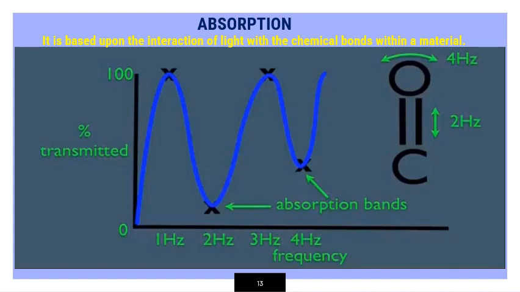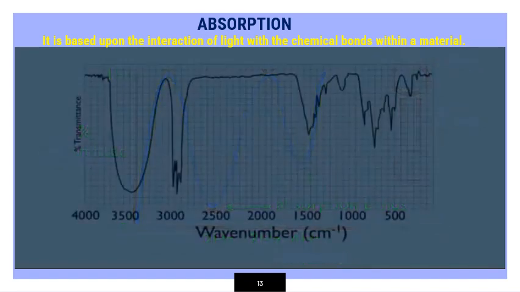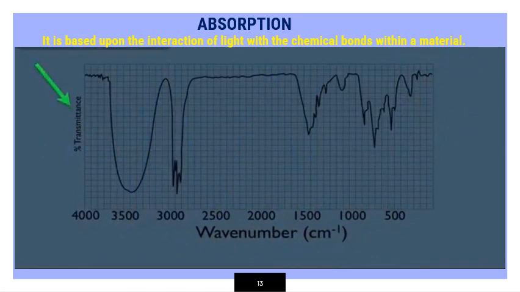However, let's look at an actual IR spectrum. This right here is the real deal. Notice on the y-axis you do have the same thing, the percent transmitted. And notice we also have absorption bands that look like this. Sometimes they're broad like this here, sometimes they're narrow, and sometimes they're in between. But what I want to point out here is that in the actual IR spectrum, they don't put frequency on the x-axis, they put wave number instead. There's a good reason for this, but it's beyond this lecture at this point.